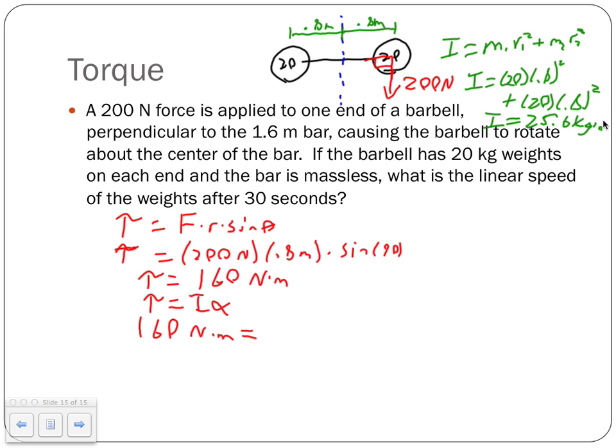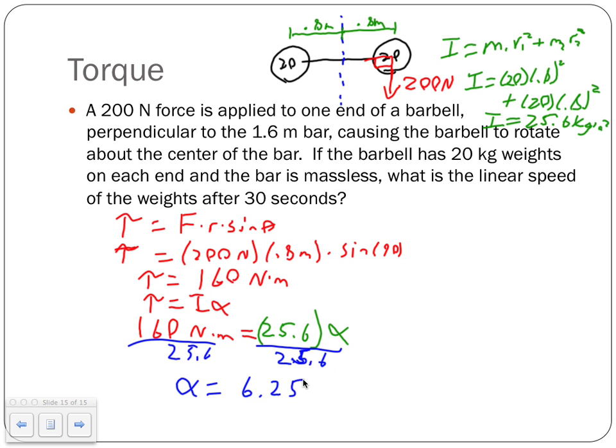kilogram meters squared. All right, so 25.6 is going to be our I, and then times alpha, which is what we're looking for here. We're going to divide both sides by 25.6. That should give us our angular acceleration, which is 6.25 radians per second squared. All right, well that gets us the angular acceleration.